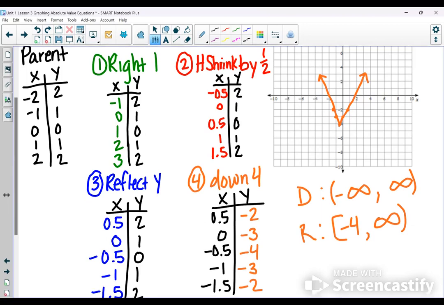Now, we are only working with absolute value right now, so we're going to be starting with the parent I have written on this side in black every single time to practice this skill in this section.